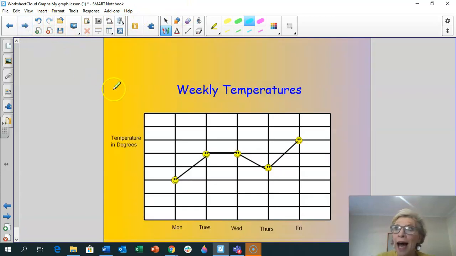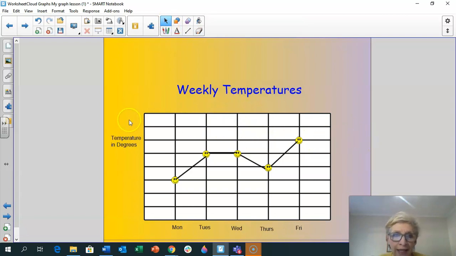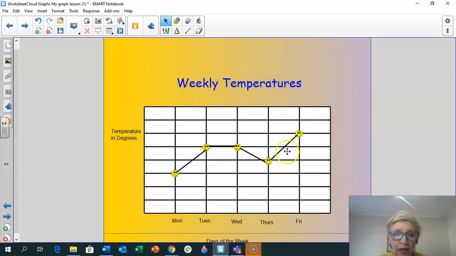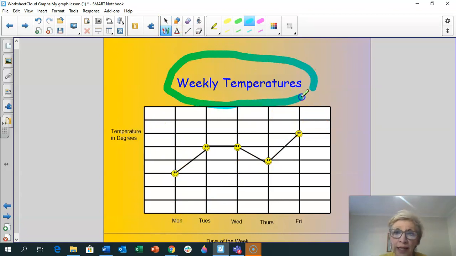Let's have a look at line graphs. Right, so a line graph plots little dots on the line. So this graph shows us weekly temperatures, grade 3. And here we've got a label again. What is the title of my graph? It's called weekly temperatures. Otherwise, I don't know what that picture shows. I've got to give it a title.